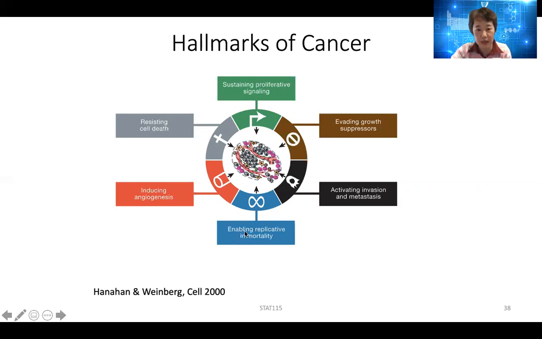And also enabling replicative immortality. Our normal cells, after a certain number of cell cycles, will die, but cancer cells don't really care. They can keep replicating. That's how you can grow cell lines in a Petri dish forever. Also, they can induce angiogenesis, helping blood vessels grow into the tumor to supply it with oxygen and energy, and also resisting cell death. They don't die anymore, right? So these are what they discovered in 2000 as the main hallmarks of cancer.